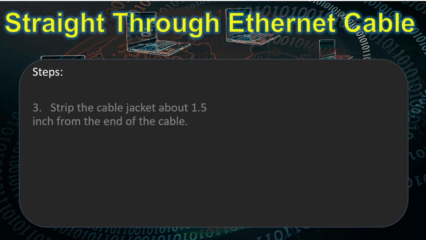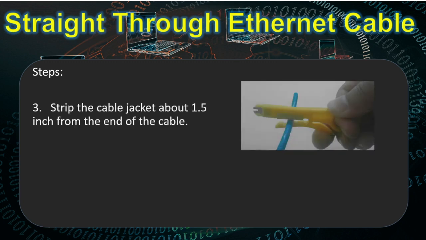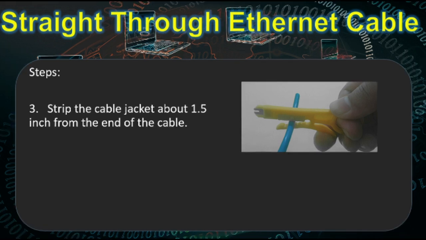Next step. Strip the cable jacket about 1.5 inch from the end of the cable. Start on one end. Using a stripper, place the cable in this slot. Gently squeeze the wire stripper and rotate it to cut all the way around the jacket. Be careful not to cut the wires, otherwise you will need to start again. After that, you can pull off the jacket to expose the 4 pairs of wires inside.